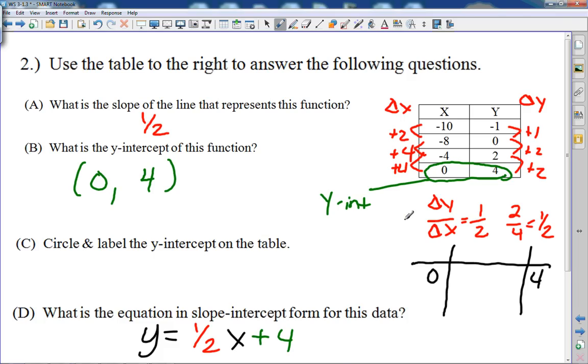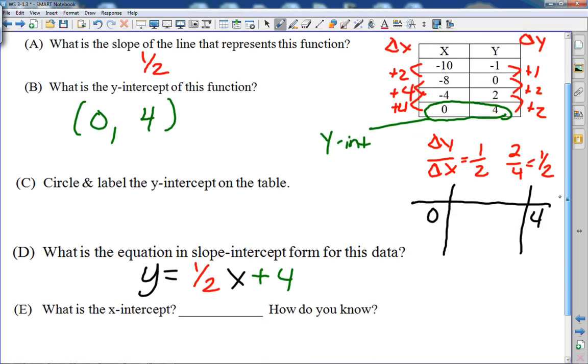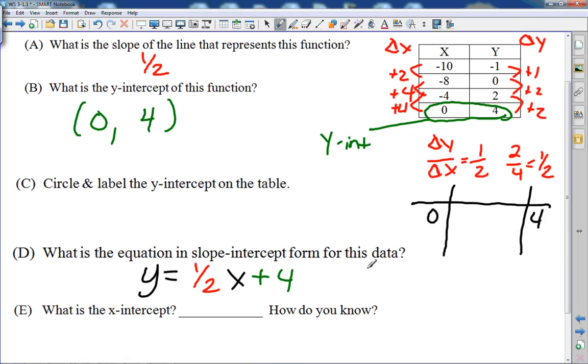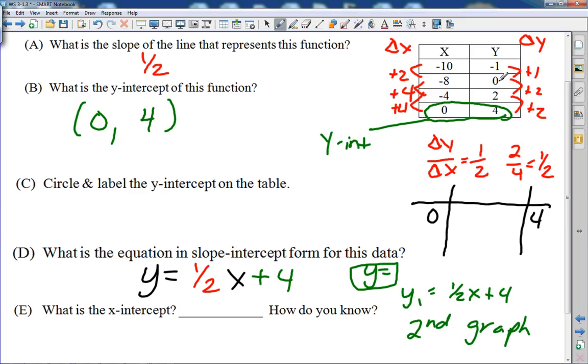There's my equation. Now, to check this, to make sure you did it right, you can go to y equals on your calculator, and in y1, put in 1/2 x plus 4, and press second graph. Look at the table and see if all these points are there, and then you know that you're correct.